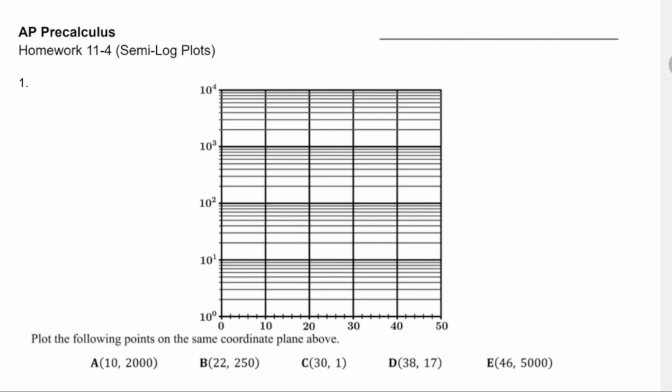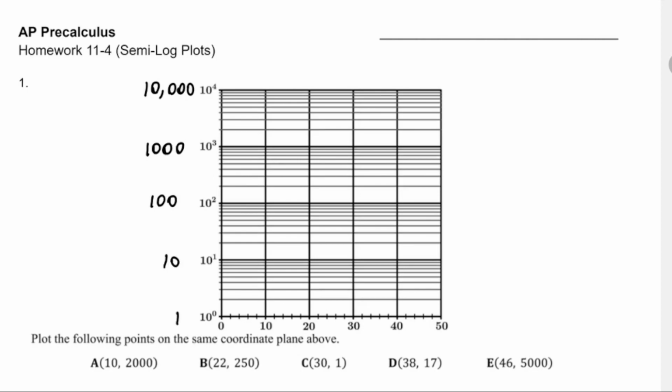All right, so plot the following points on the same coordinate plane. Yes, that's exactly what we should start with. All right, so A, 10 and 2,000. Okay, 10 to the 3 is 1,000. I think I'm going to point these things out. 1,000, 10,000. 10 to the 2 is 100. 10 to the 1 is 10. And 10 to the 0 is going to be 1.